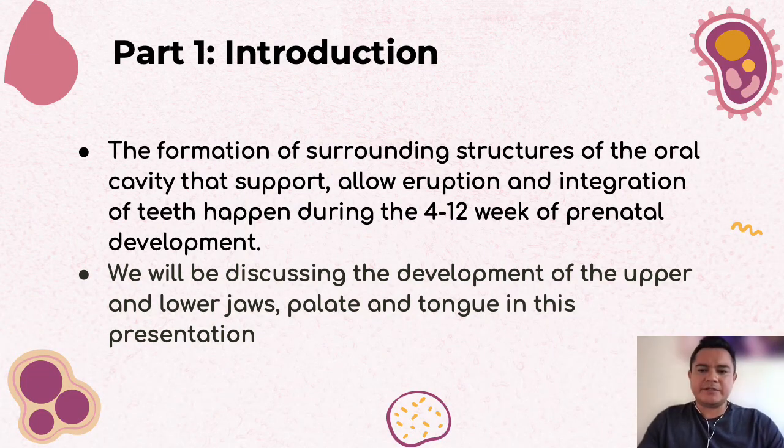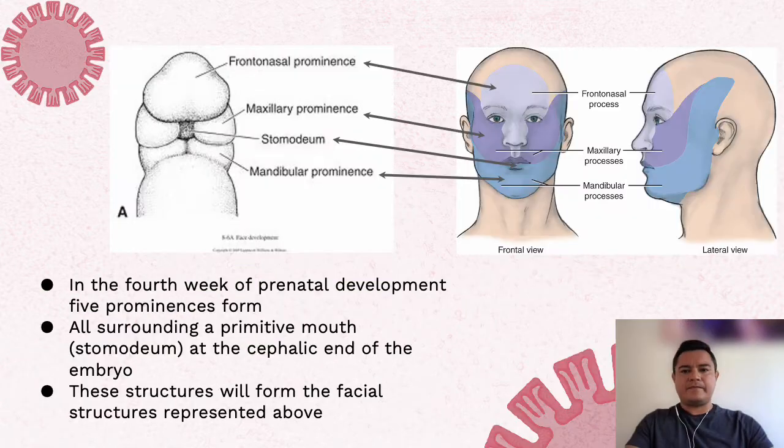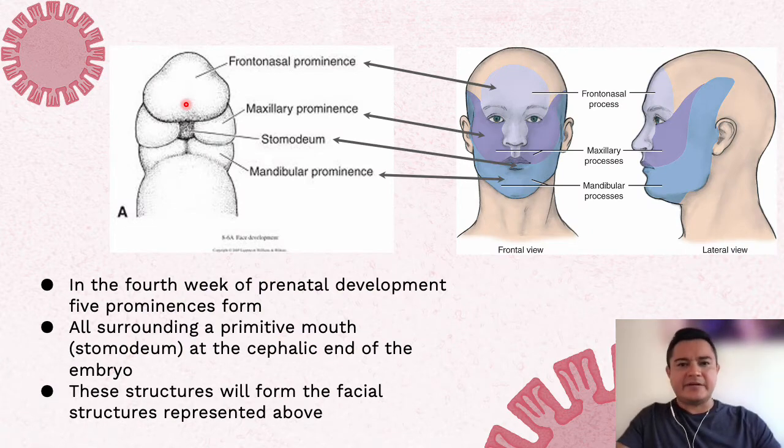Okay, so there are many structures that support the teeth and allow for functions such as speaking and chewing. We'll discuss the orofacial embryological development happening from weeks 4 through 12, including the upper and lower jaws, the palate, and the tongue. At the 4th week of prenatal development during the embryonic stage is when the beginning of orofacial development starts. As the embryo grows, prominences arise from embryonic layers as bulges of tissue seen here.